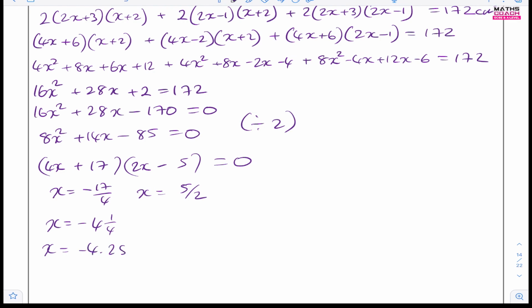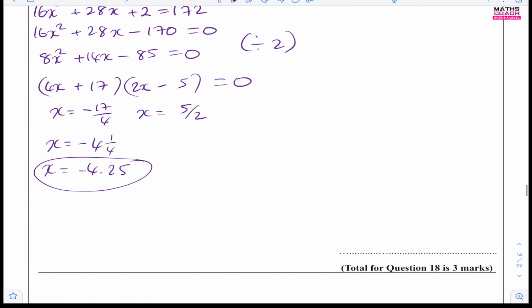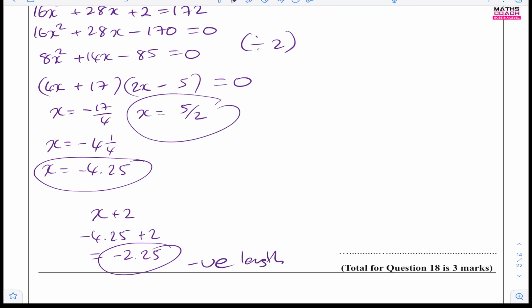so therefore x is equal to minus 4.25. Now, this value here was x plus 2, so therefore if the length is x plus 2, then we have minus 4.25 plus 2, which is equal to minus 2.25. And this cannot be a negative length. So therefore, this is our final answer, and that is where x is equal to 5 over 2 or 2.5.